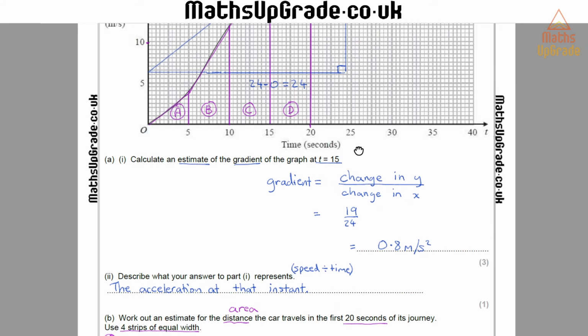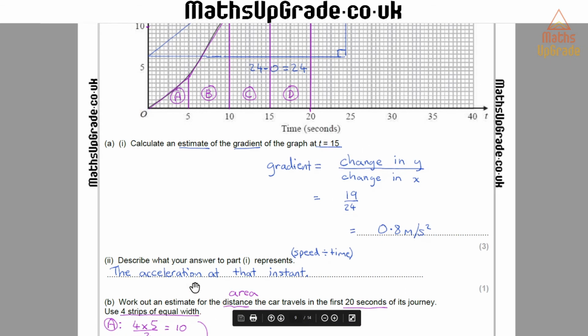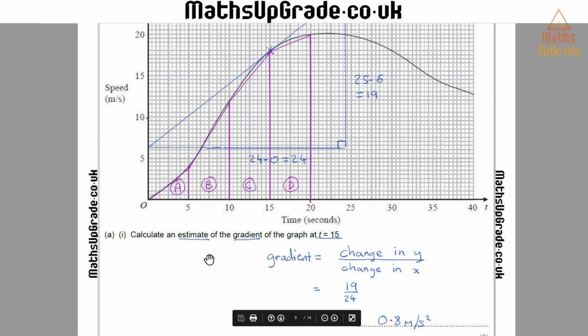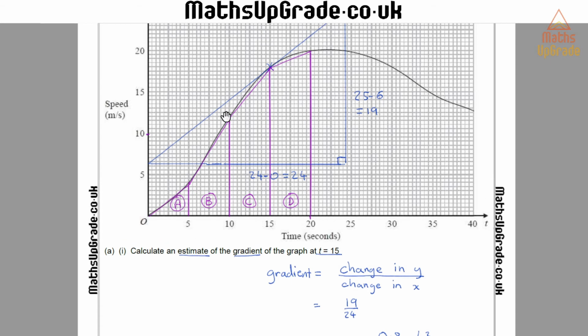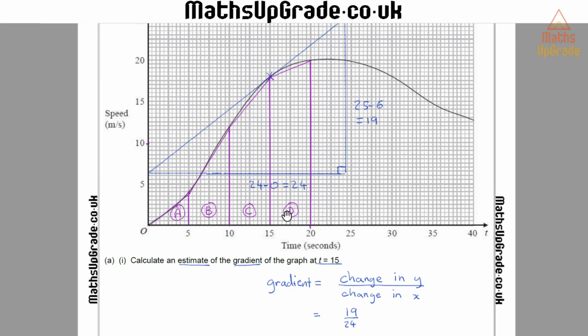Part B: work out an estimate for the distance the car travels in the first 20 seconds of its journey. Since this is a speed time graph, the distance it travels is represented by the area underneath the curve. In the first 20 seconds, that's this section here, given by these 4 strips. It's only an estimate, since I'm going to treat each of these strips as either triangles or trapezia.